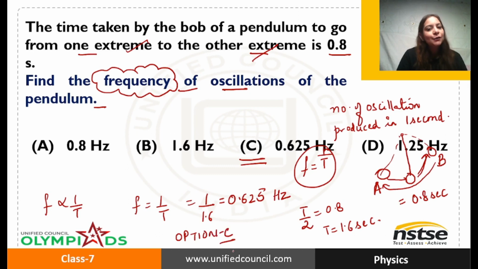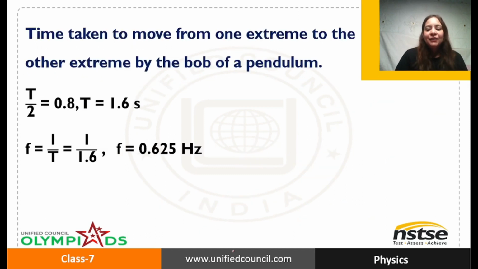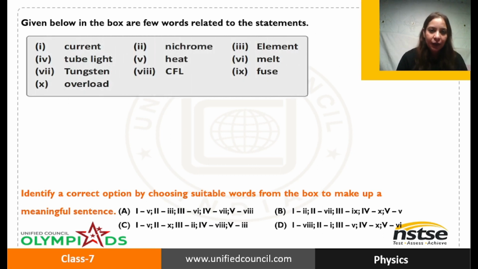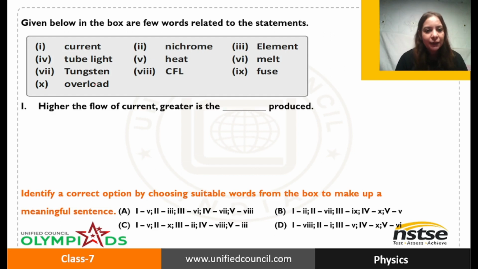I hope you understood. This is how you have to solve. Okay, another question. Given below in the box are a few words related to the statements. Let me introduce the words to you: current, nichrome, element, tube light, heat, melt, tungsten, CFL, fuse, overload. Okay, let's look at the statements.